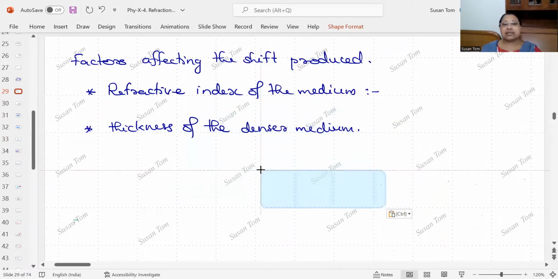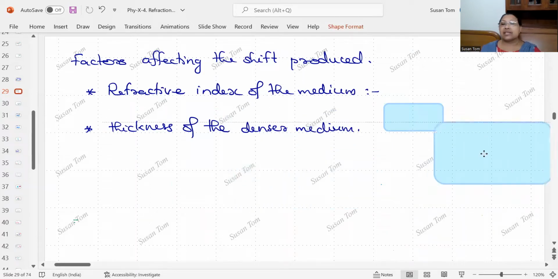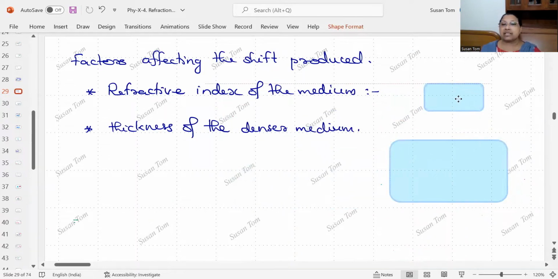Consider this is a glass block of thickness this much, and we have another glass block with some more thickness. If you are taking two glass blocks of different thickness, we can keep the length the same. Only the thickness is different.